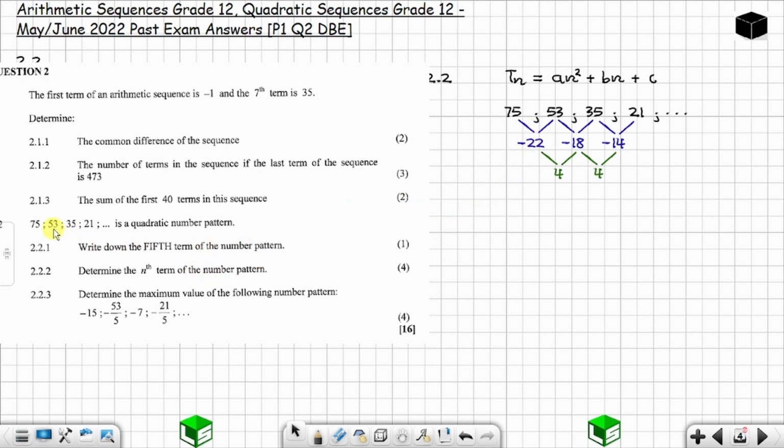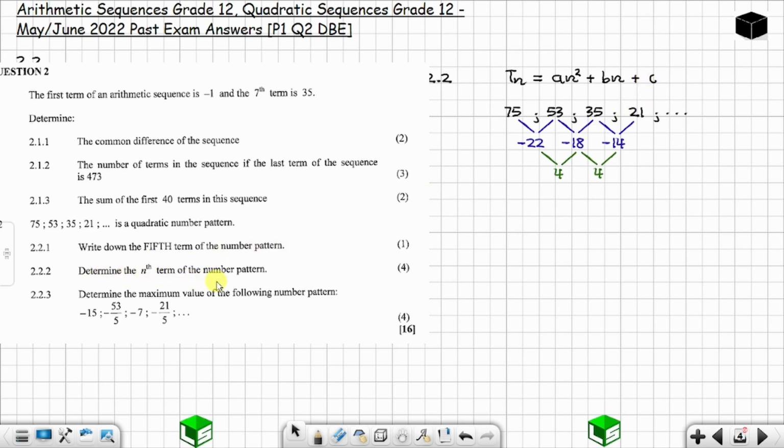You can see 75, 53, 35, 21. This is what we have here. So after getting your first differences and your second difference, now you can get your general term in this form. That's how you can solve this question. Determine the nth term of the number pattern.